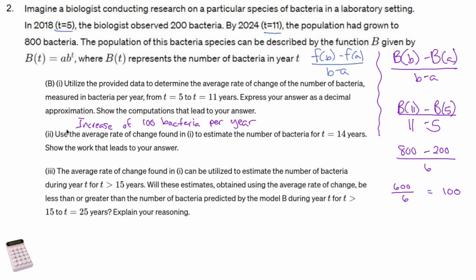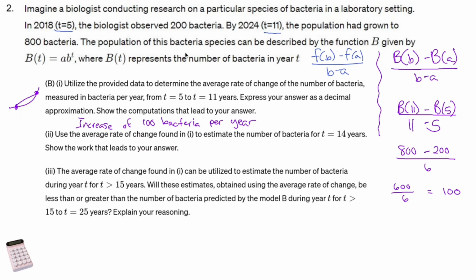We already know very well from the previous problem that this is an exponential function, so the graph is probably going to look something like that, but this is asking you to find the slope, and the slope is 100 bacteria per year. So, interesting problem. Use the average rate of change found in 1, which is 100, to estimate the number of bacteria for t equals 14 years. Show the work that leads to your answer.